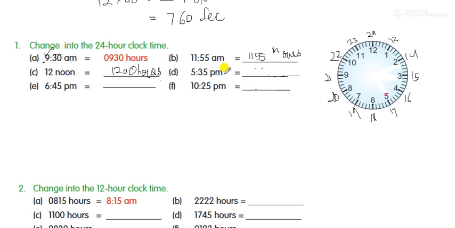So here 5:35 p.m. 5 means 17, so it's 17:35 hours. Next, 6:45. 6 means 18, so 18:45. Next, 10:25. 10 means 22.